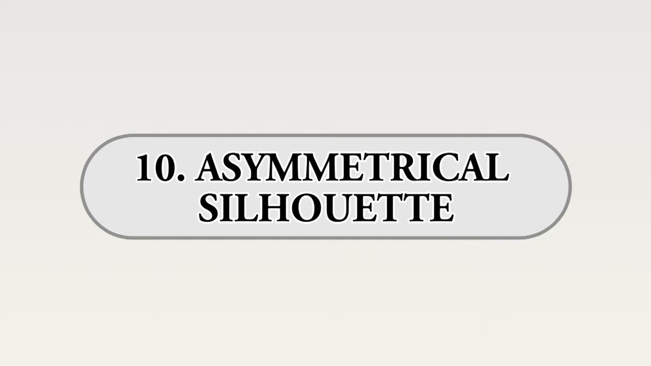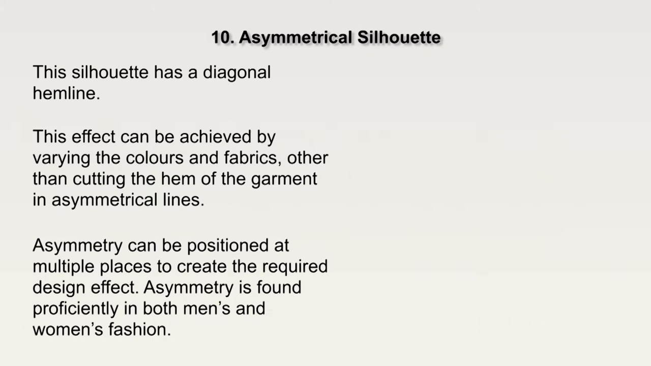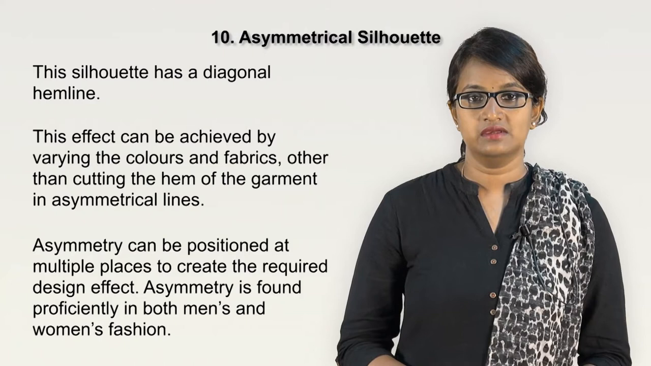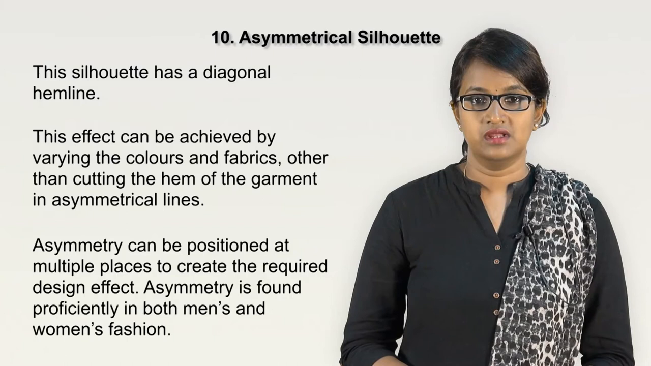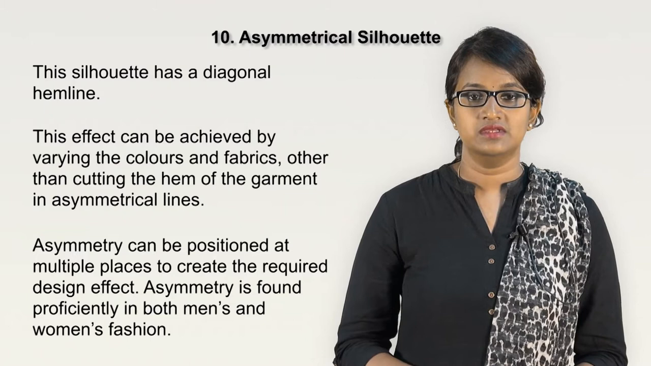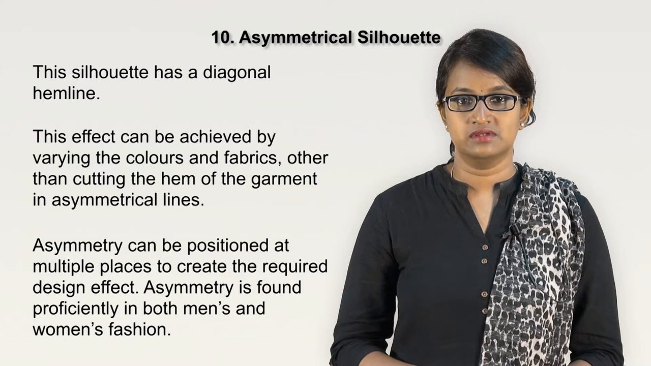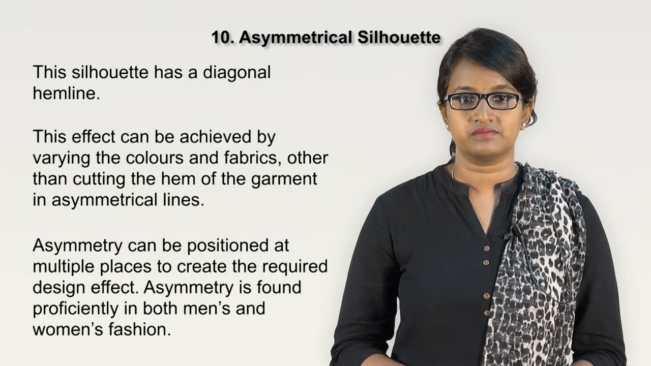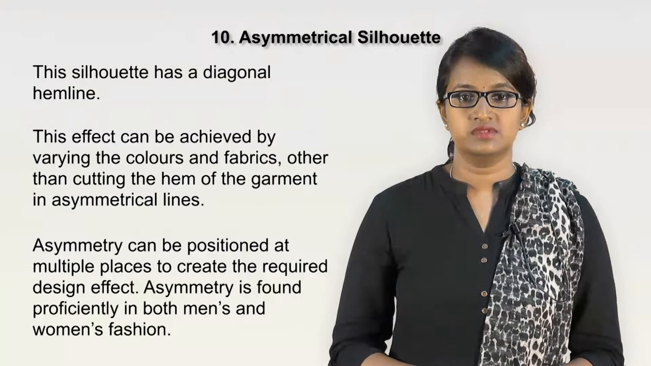Asymmetrical silhouette. This silhouette has a diagonal hemline. This effect can be achieved by varying the colors and fabrics, other than cutting the hem of the garment in asymmetrical lines. Asymmetry can be positioned at multiple places to create the required design effect. Asymmetry is found proficiently in both men and women's fashion.